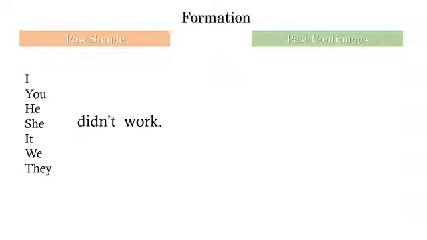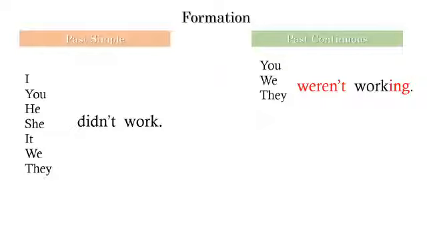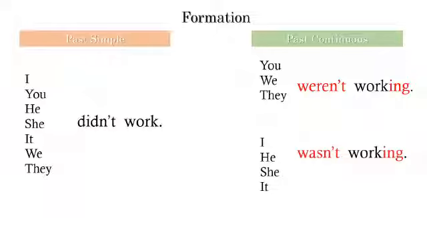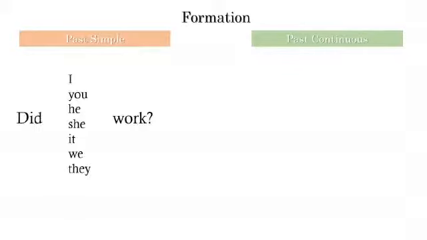Okay. Now, let's draw our attention to past continuous. Here, you have to add not next to the to be of past. So it will be, you were not working. You weren't working. They weren't working. Or I wasn't working. He wasn't working. She wasn't working.